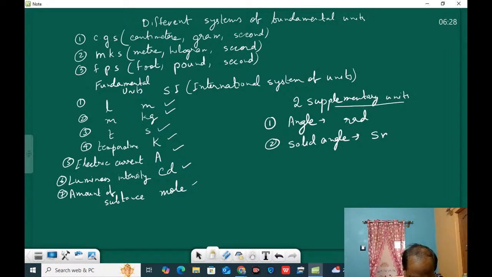In these, we can define kilogram, second, ampere, candela, mole. All can be defined. Radian can also be defined, and steradian. We can define all the units: seven fundamental units and two supplementary units. Now we'll learn about multiples and sub multiples of units.